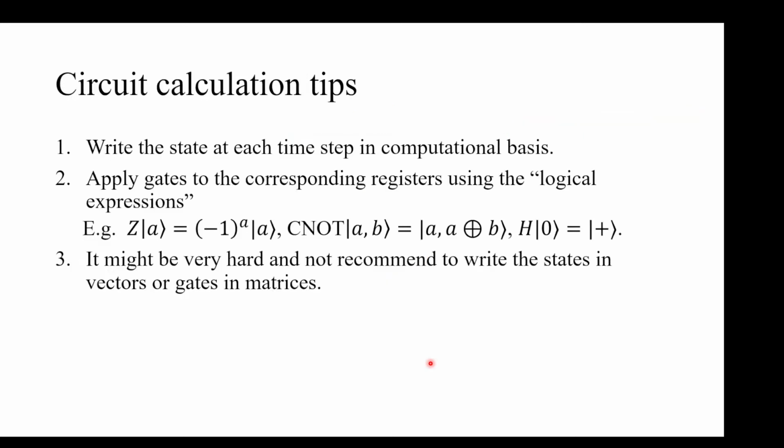And finally we have these circuit calculation tips we have been talking about. You can write down the state at each time step in computational basis, and then you can apply the logical expressions such as Z|a> equals minus 1 to the a times |a>, and CNOT |a,b> equals |a, a plus b>, and the Hadamard turns 0 to plus, etc. And that's basically it. You can also try to write it down in matrices, in big matrices, but it can be very hard.